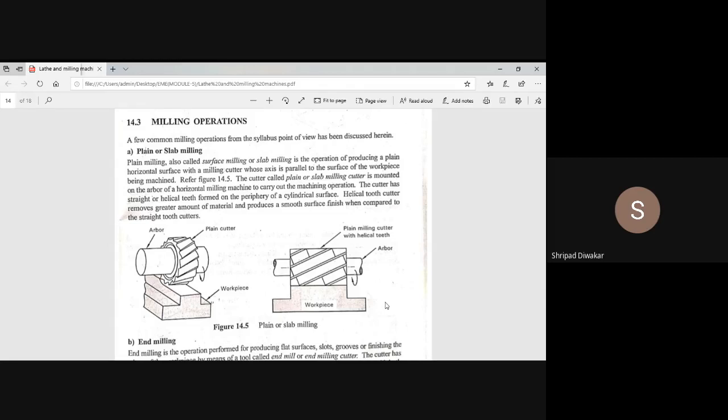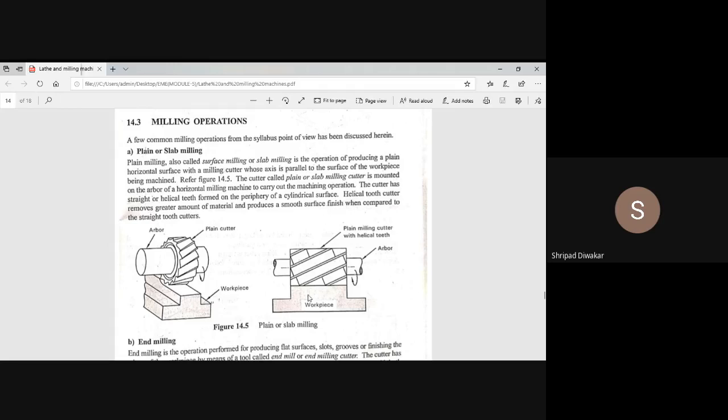So in the previous class, we discussed the lathe machine operations, like facing, turning, and taper turning. Next, we studied thread cutting, drilling, and so on. So how are we performing the operations on the lathe machine?